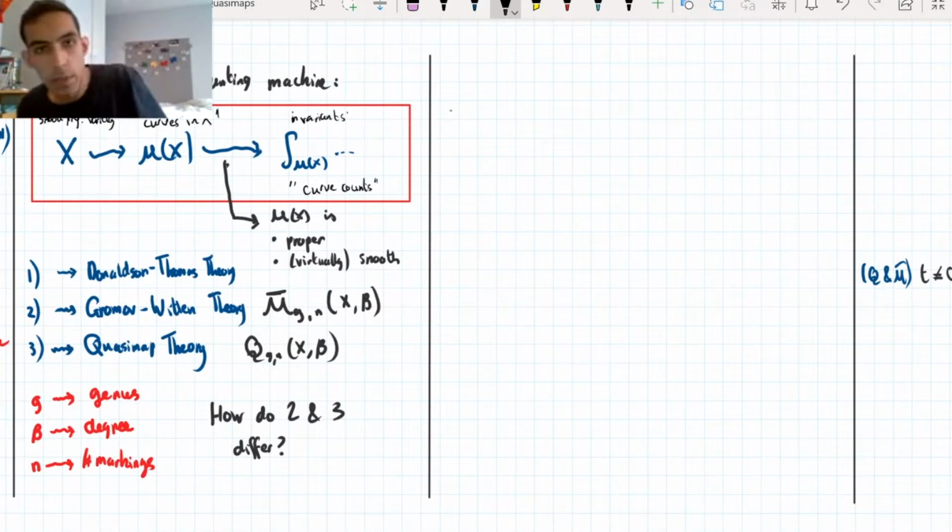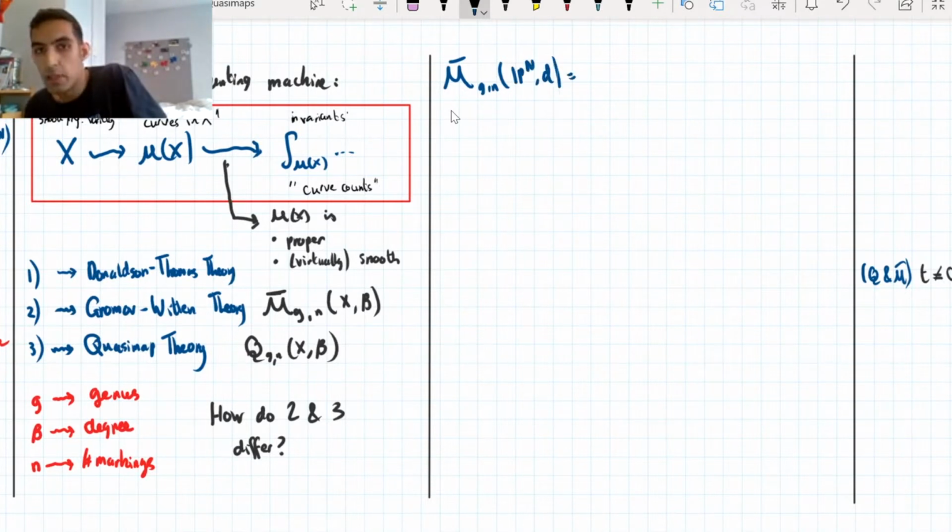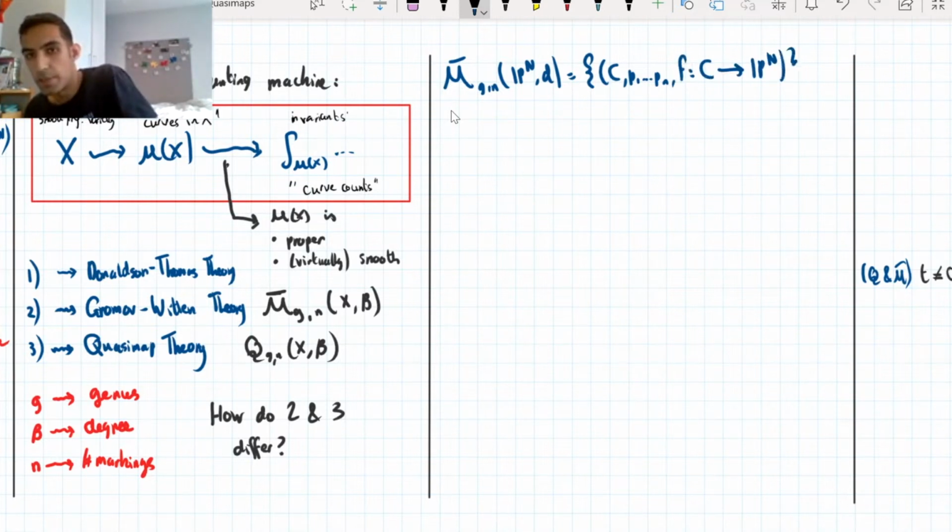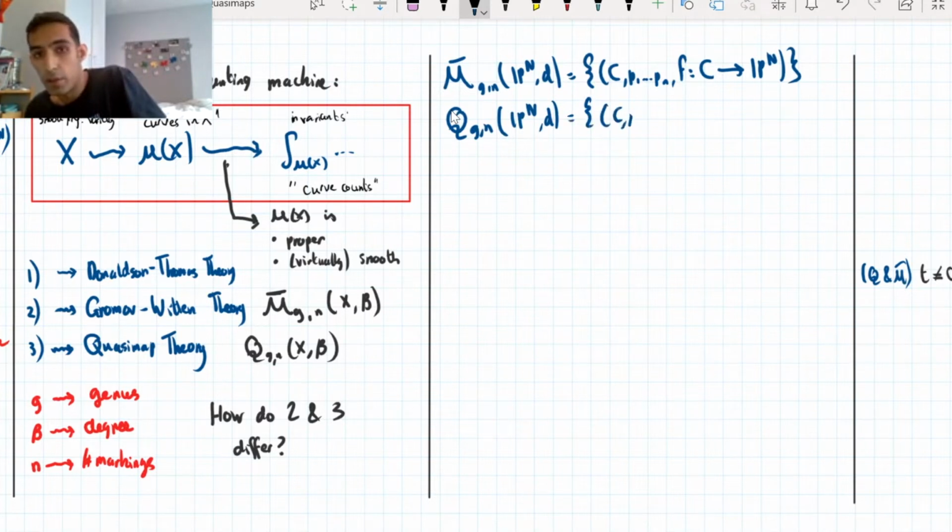So maybe I'll just write again. There was some Gromov-Witten space, which is a curve. What is it a set of? It's a curve, a bunch of points on the curve, and then a map from the curve to projective space. Okay, and then what's this Quasimap space? It's also a curve, a bunch of points, but now I tell you a line bundle and a bunch of sections.